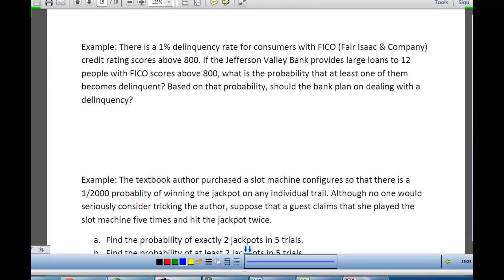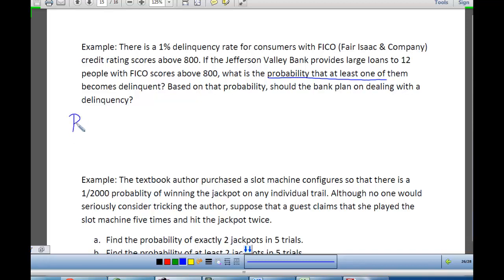What's a little tricky with this one is the fact that they ask us about the probability that at least one of them becomes delinquent. This kind of goes back to what we talked about in chapter 4. I know y'all don't want to talk about that. But a couple of ways you could do that. You could add them all up if you wanted to. Probability of at least one would include 1, 2, 3, 4, 5, 6, 7, 8, all the way up to 12. Do we want to do that?